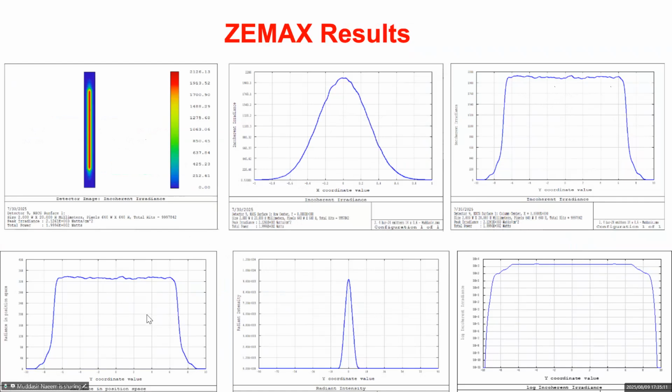Then I tried radiance in position space and radiant intensity. Then I tried to change the scale. This is the linear scale. I got the y-axis in log scale. In the log scale, these spikes were somehow removed, and it gives us a uniform peak, like on every portion of the crystal, the same intensity is falling everywhere.